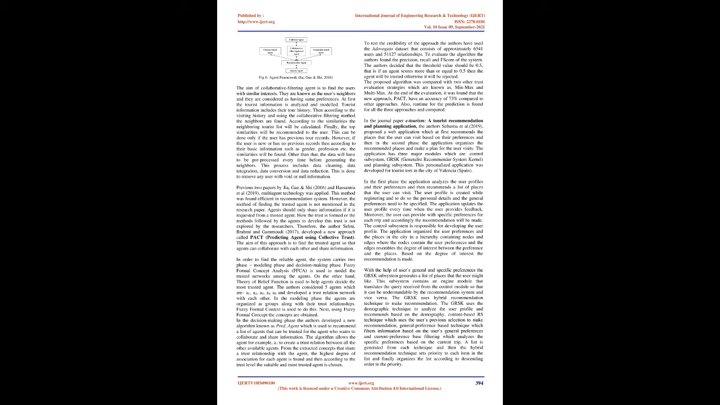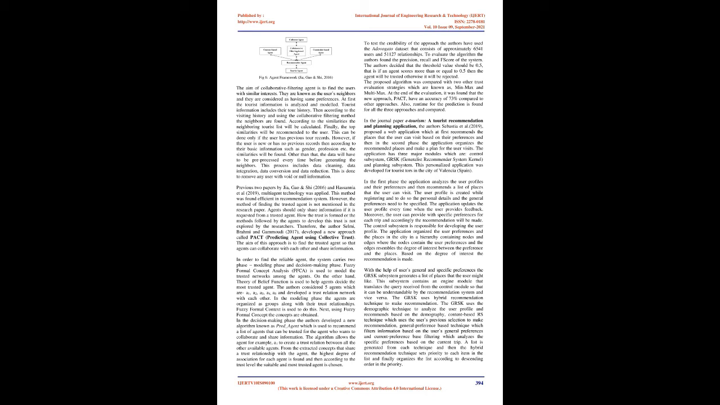The algorithm allows the agent, for example, A1, to create a trust relation between all the other available agents. From the extracted concepts that share a trust relationship with the agent, the highest degree of association for each agent is found, and then according to the trust level, the suitable and most trusted agent is chosen. To test the credibility of the approach, the authors have used the Advogato dataset that consists of approximately 6,541 users and 51,127 relationships. To evaluate the algorithm, the authors found the precision, recall, and F-score of the system.